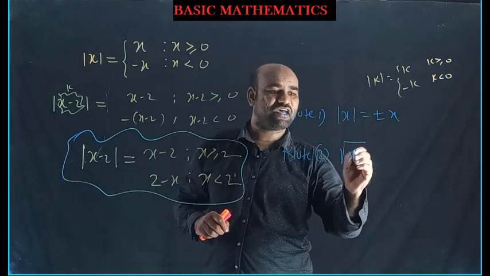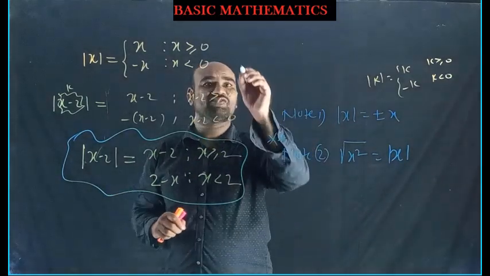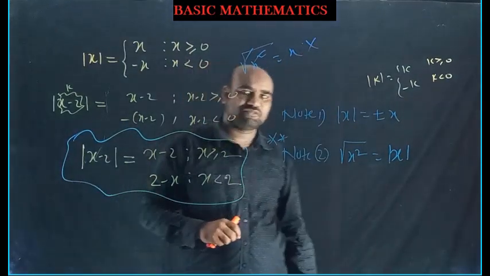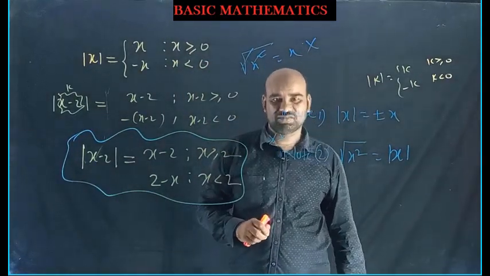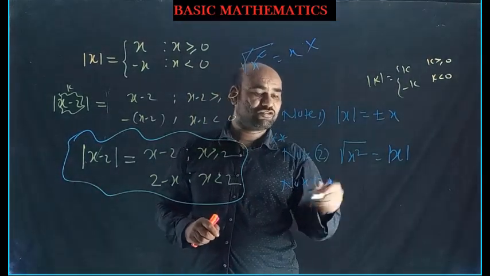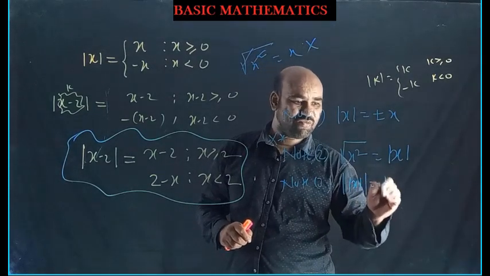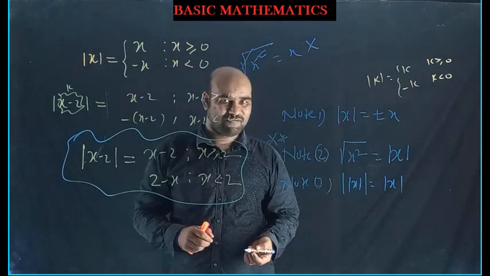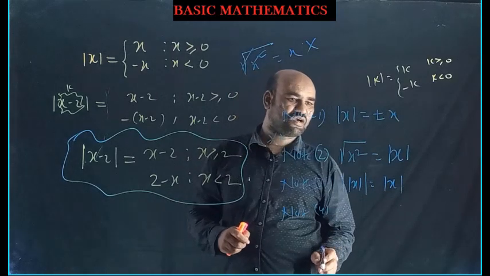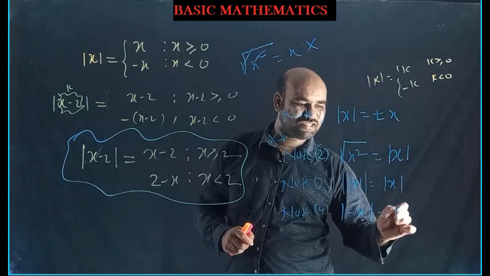Root over x square means mod x. Very important note. Some students will do it like this: root of x square is x. Wrong, wrong concept. Root over x square means mod x. Note 3: mod of mod x equal to mod x only. Okay, next note 4: mod of minus x equal to mod x only.